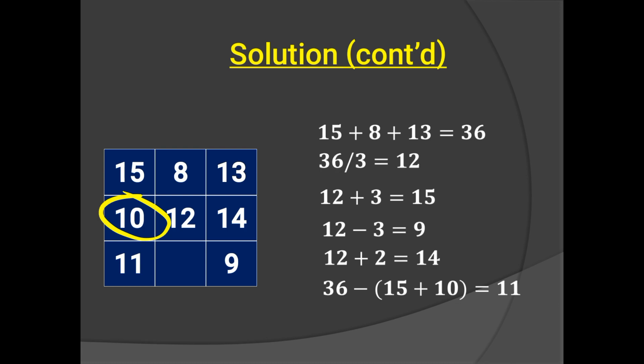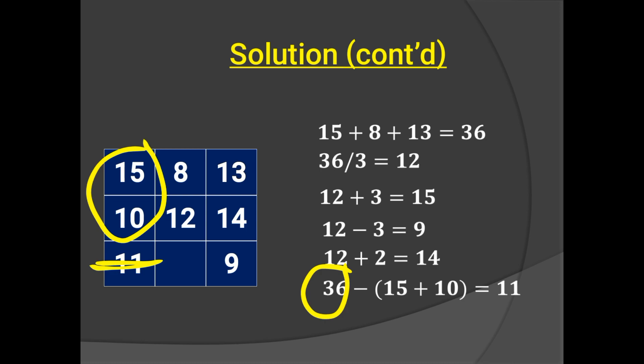So now, we are left with this side. Okay, we want to get this side. Now, in order to get that side, don't forget the magic number is 36, right? So 15 plus 10 is what? 25. So we are left with just 11. That is why we have 11 here, right?